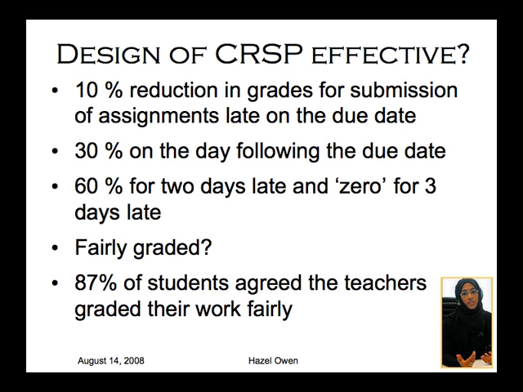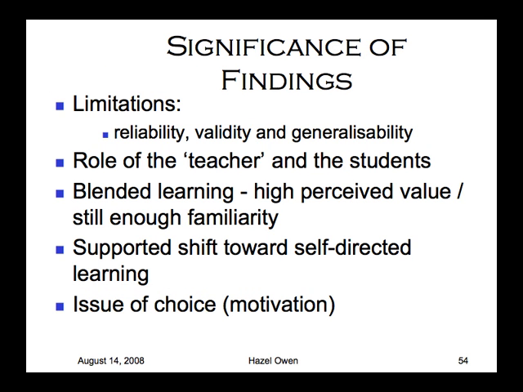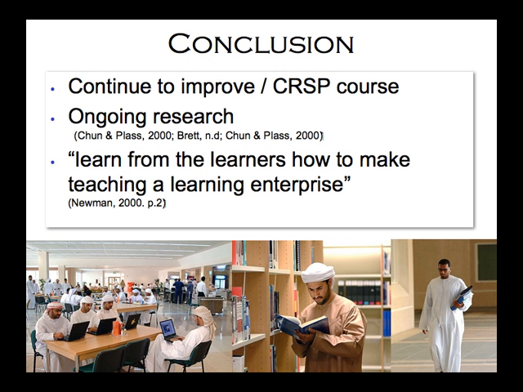So moving on to the significance of these findings. Obviously they're very brief. There are limitations of reliability, validity and generalizability. However, we did see the role of the teacher and the students alter. It became much more student-centered. Students were definitely supported in their transition from reliance on the teacher to a much more self-directed learning. They also found the issue of choice a great motivation. We will continue to improve the CRIS course and continue to carry out the research. But in particular, we're keen to focus on the learners and how they learn.